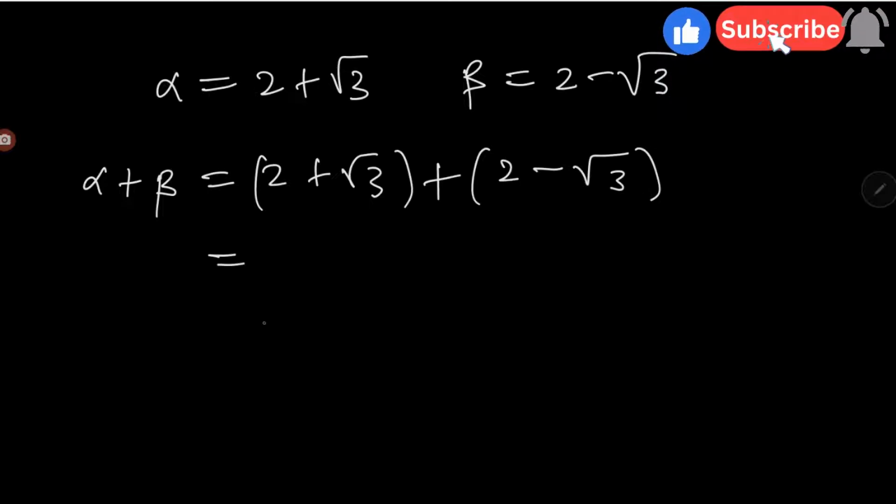So the like terms will add each other. So 2 plus 2, we have a 4. Root 3 plus minus root 3, that's a 0. So our sum will just be 4.